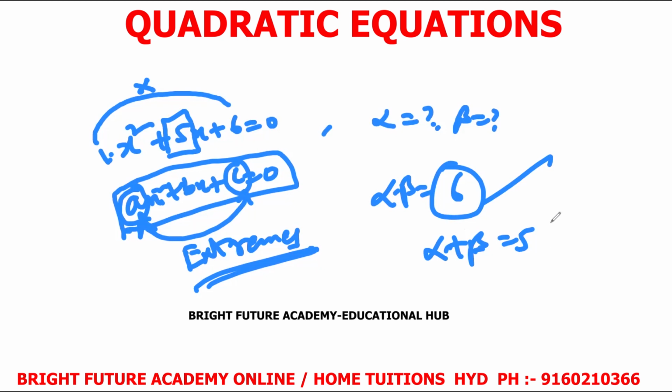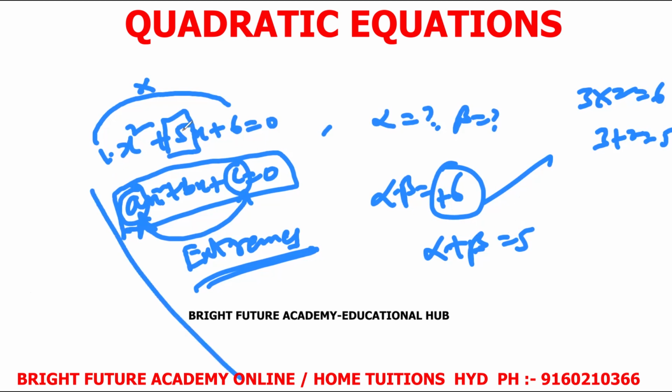Whenever two roots are chosen, when multiplied you have to get 6, and when added you have to get 5. What kind of roots? 3 into 2 equal to 6, 3 plus 2 equal to 5. Correct? So here the symbol is also very important. The symbol also plays a vital role. Am I right? Yes, sir. So substitute, ma. The plus 5x, how can we split? Plus 3x plus 2x plus 6 equal to 0.